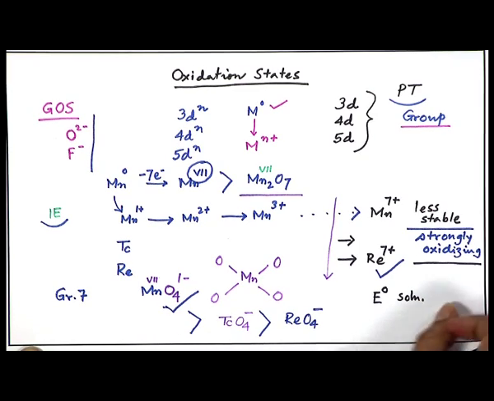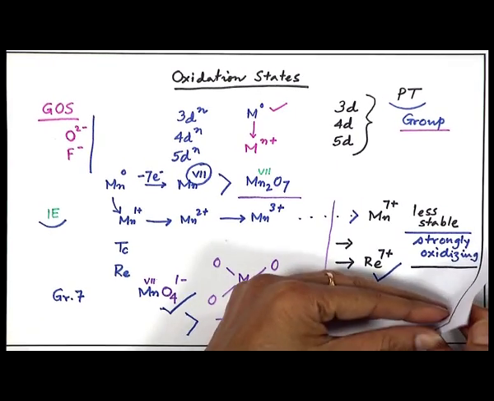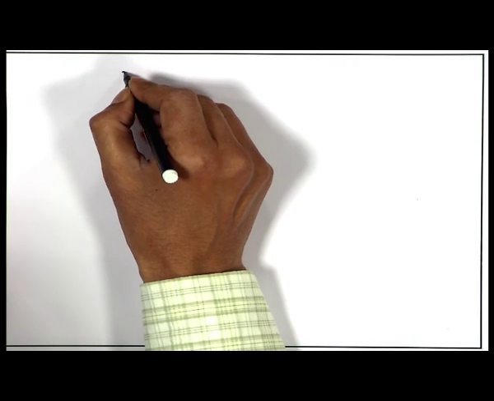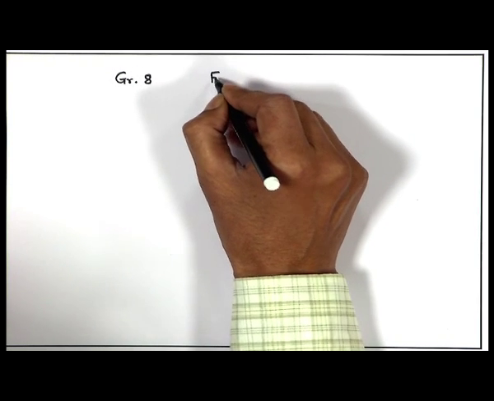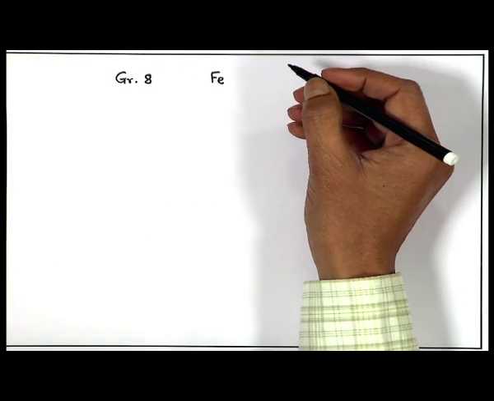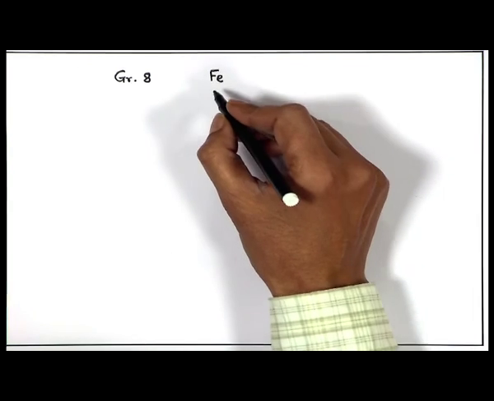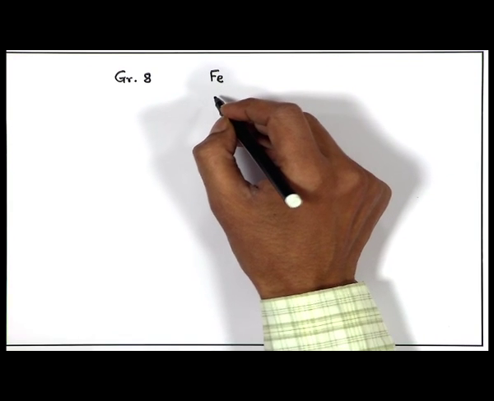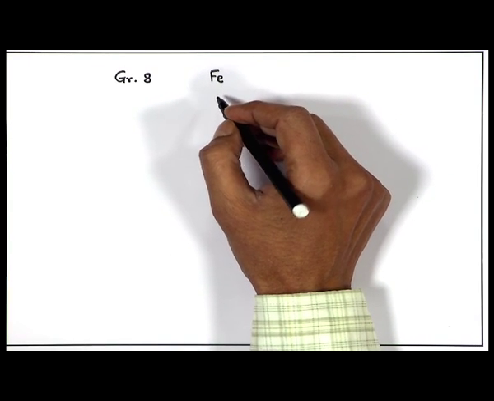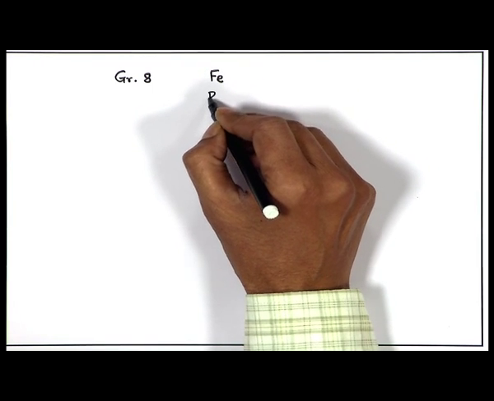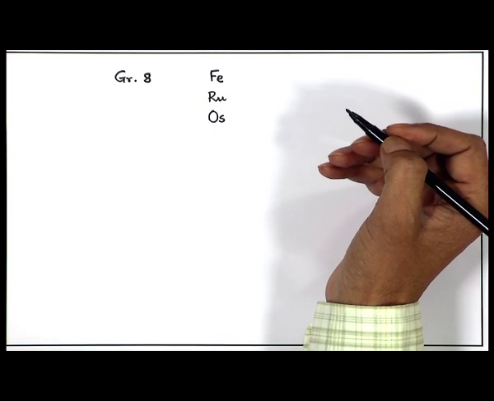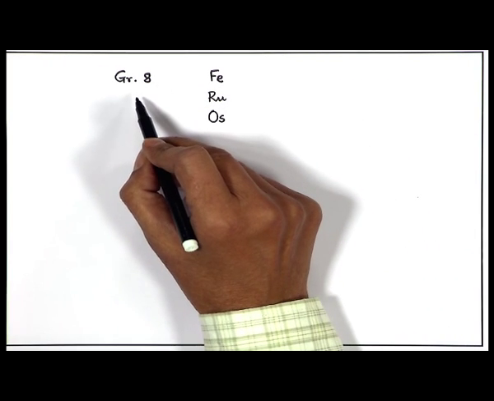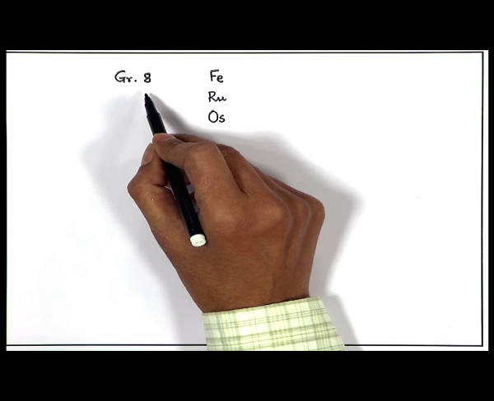So, what about the next one, that means group 8? If we just go for the group 8 elements, we know that it starts from iron, having one more electron, that means we are able to remove 8 electrons instead of 7 as we have seen for manganese. The next one is ruthenium and the third one is osmium. So, it's possible to remove all the 8 electrons from there.